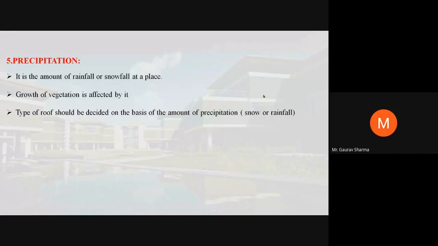Otherwise, what will happen? The dead load of the roof will increase, and if it is not designed to carry that much dead load, in that case, what will happen? The roof is going to collapse. Even sometimes, it is not that you cannot design for that load. You can design it, but it becomes uneconomical.